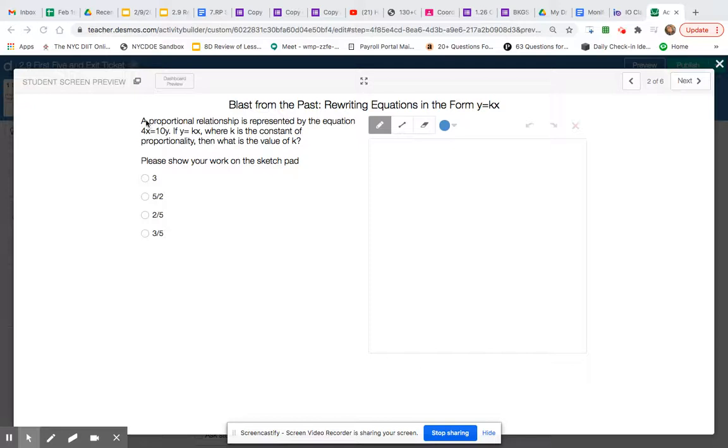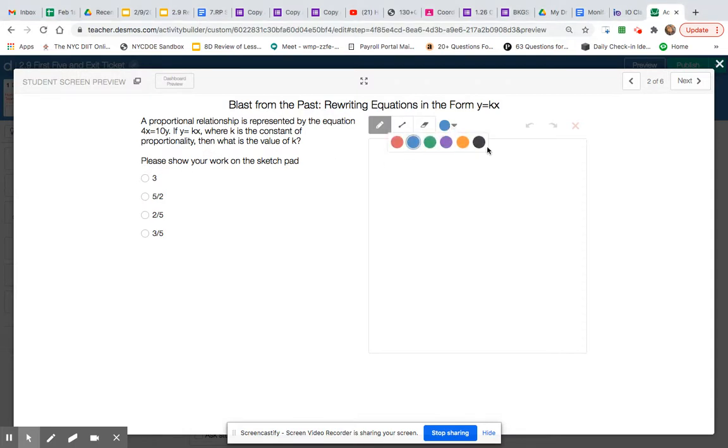Okay, we have the following. A proportional relationship is represented by the equation 4x equals 10y. If y equals k times x, where k is the constant of proportionality, then what is the value of k? Please show your work on the sketch pad.